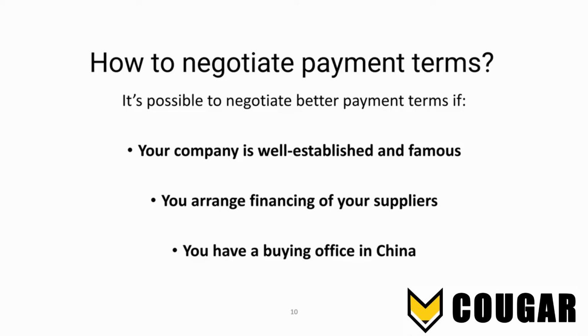And the third scenario is if you have a buying office in China yourself. Having an in-country presence will help your supplier to feel that they can have a personal relationship with you, and if any issues do occur with payment, they can come into the office and sort that out.